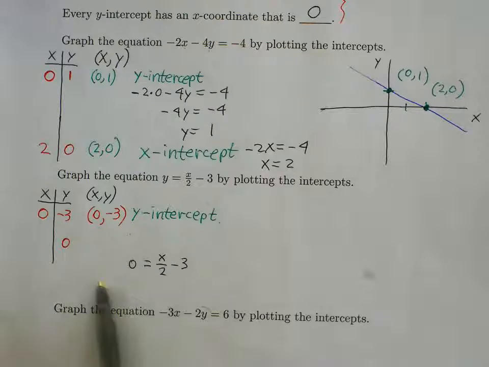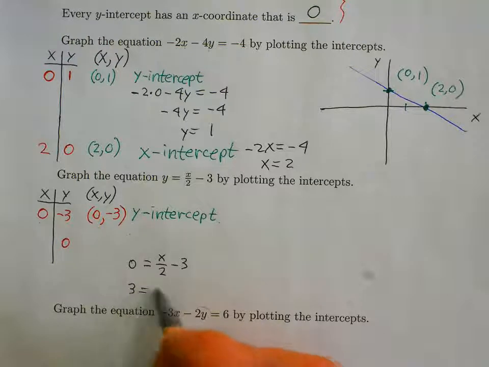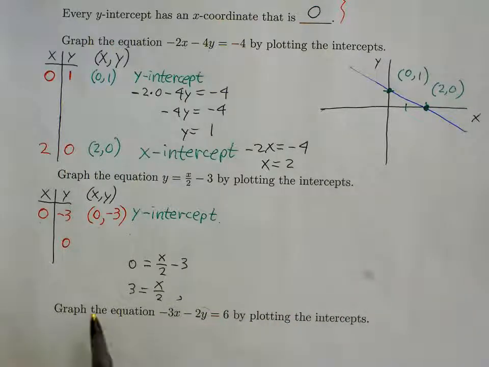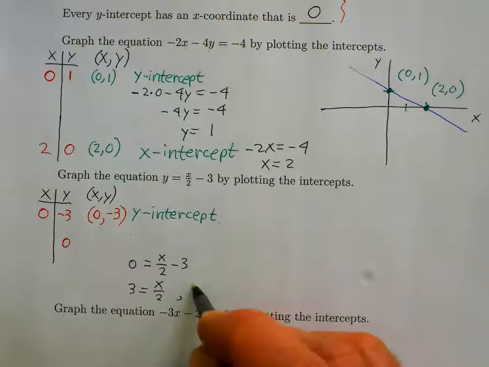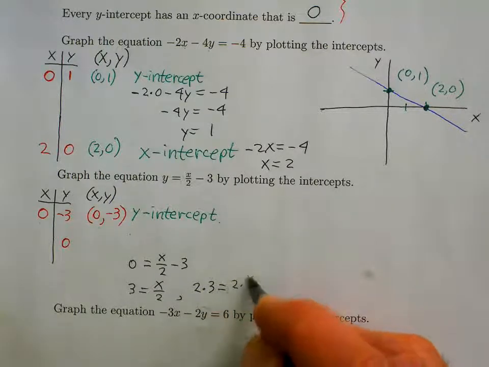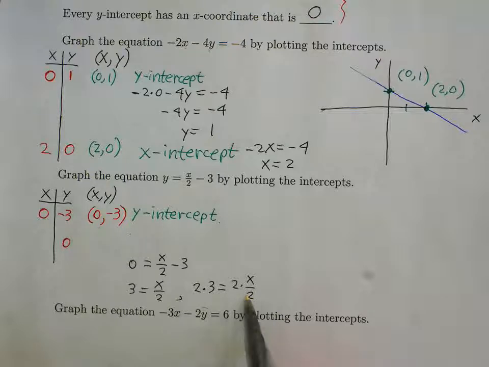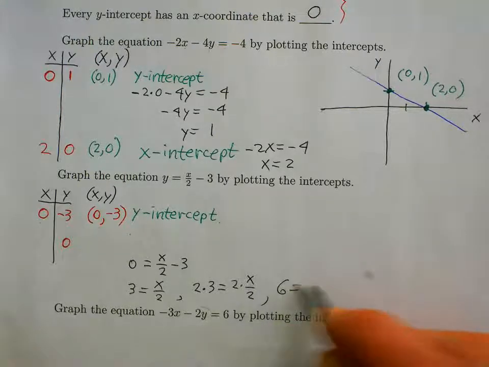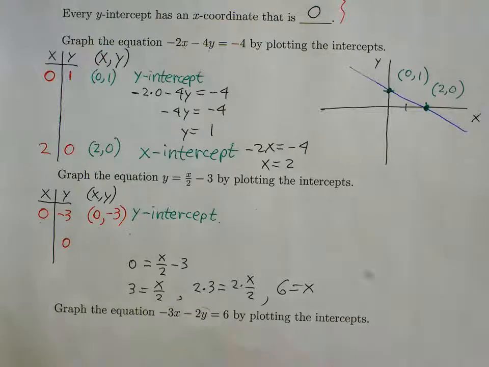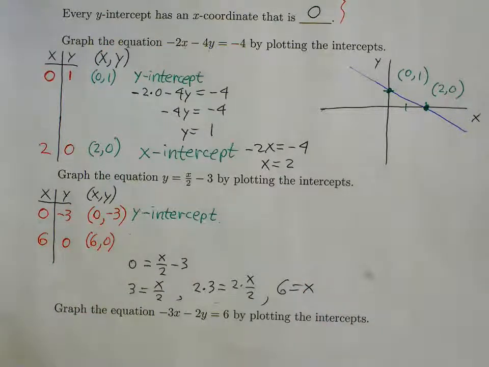We can add 3 to both sides to start with, and we get 3 equals x divided by 2. Then if we multiply both sides by 2, on the left, 2 times 3 equals, on the right, 2 times x divided by 2. And we get 6 equals x. So the x-coordinate of the x-intercept is 6. The ordered pair (6, 0) is the x-intercept.